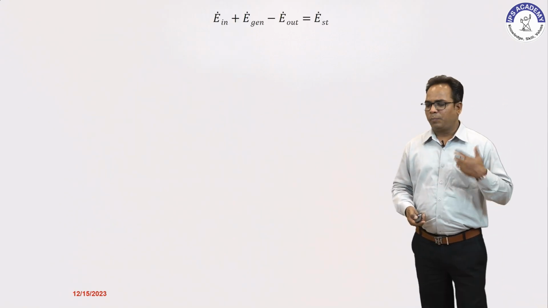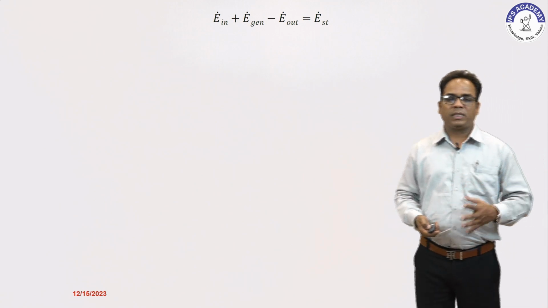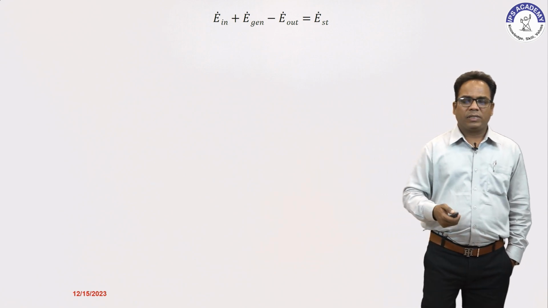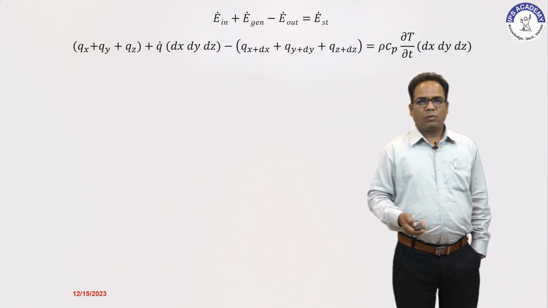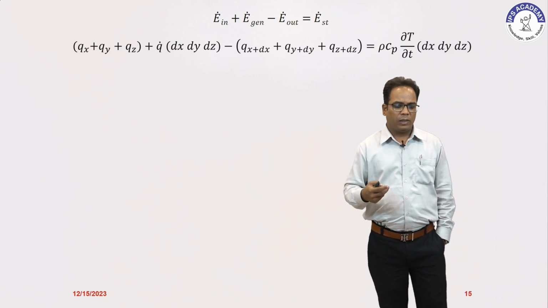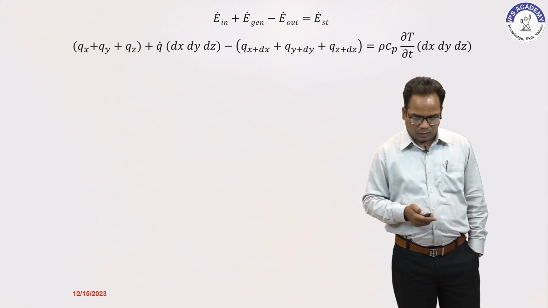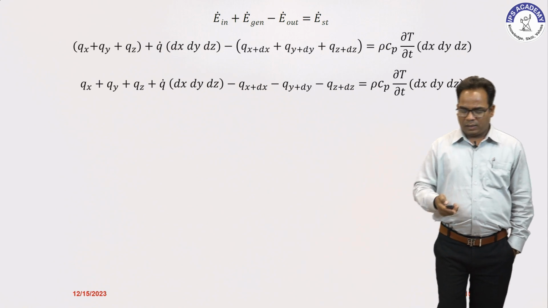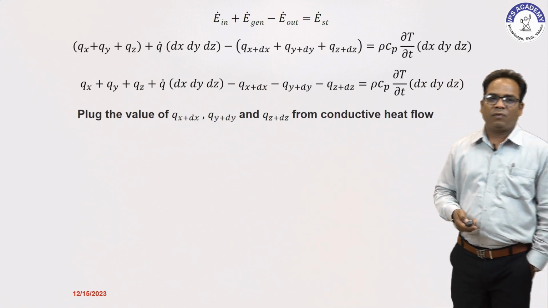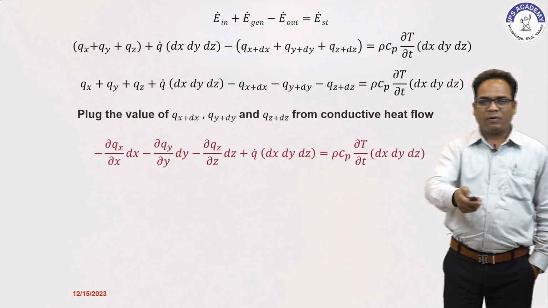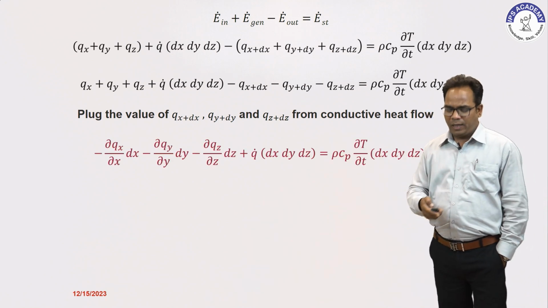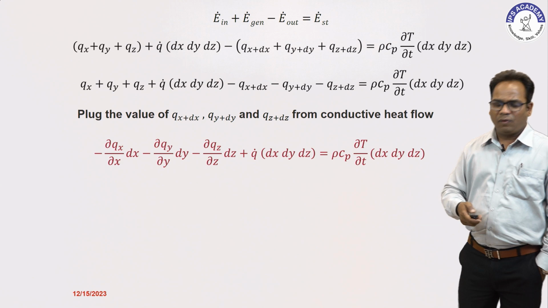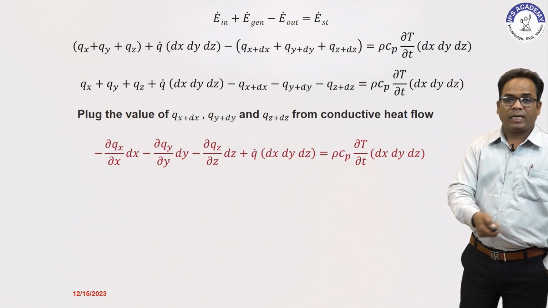Now we have to put all this information in mathematical form into the heat balance equation, or the conservation equation. By substituting all the information into this energy conservation equation and simplifying the mathematical form, we have this information. By substituting the values of qx plus dx, qy plus dy, and qz plus dz from the conductive heat flow, we have the final form of the mathematical equation, which is this one.